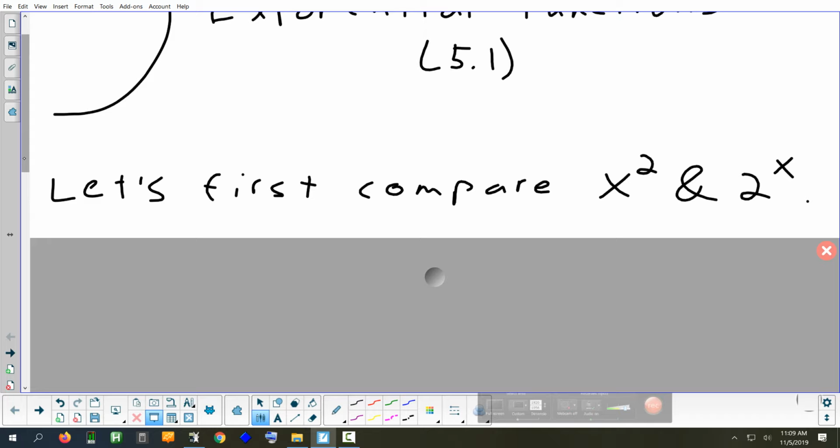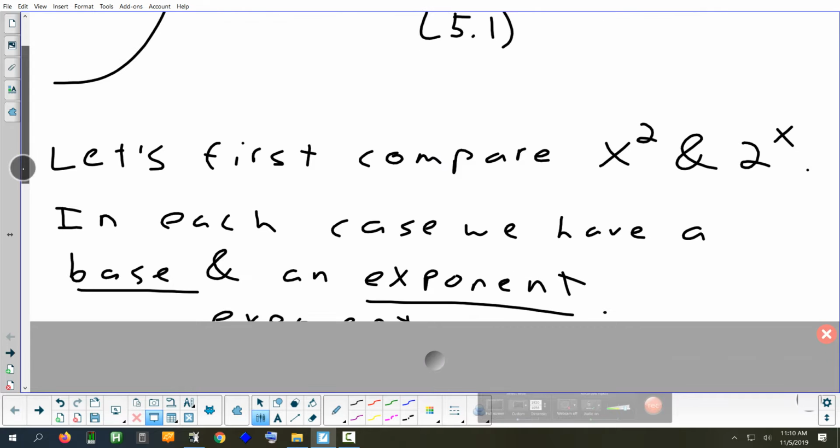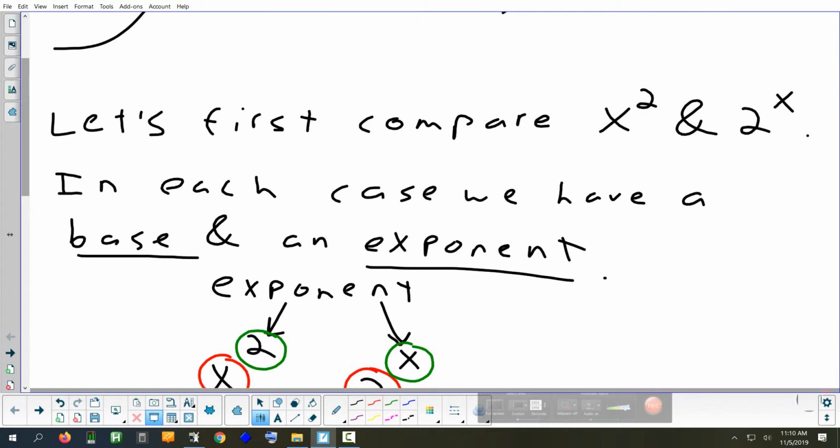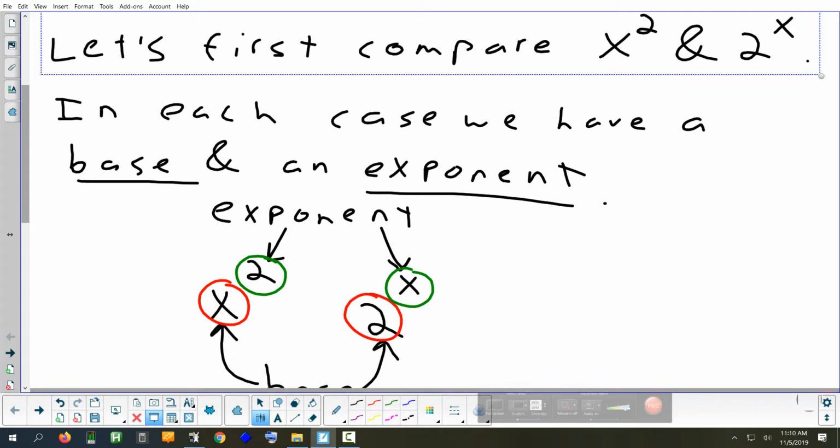In the first one, x squared, what's my base? X. My exponent? 2. In the second one, that's switched. In each case, we still have a base and an exponent. But once you put a variable as an exponent, it's no longer a polynomial. X squared is a polynomial. Specifically, it's a quadratic graph. 2 to the x is not. Okay, that's called an exponential. So anything that has a variable as the exponent is an exponential.